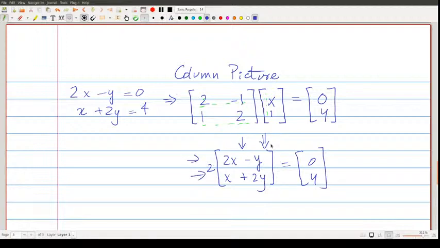So 2 rows. Let me remove this arrow. So it has 2 rows and 1 column. And let me remove this 2 from here because it looks like it's a multiple. So 2 rows and 1 column. First entry is 2x minus y. Second entry is x plus 2y.